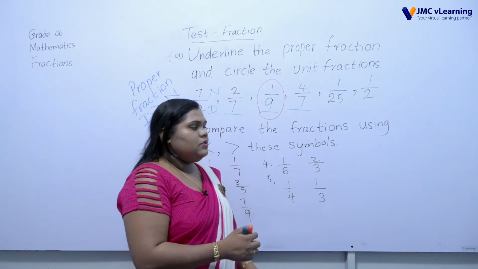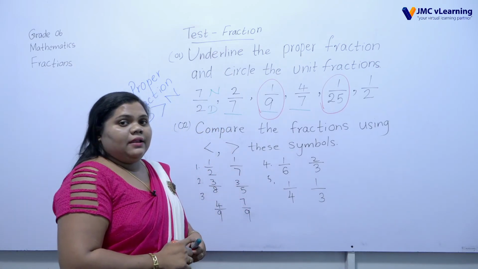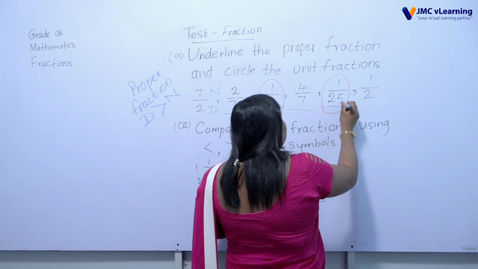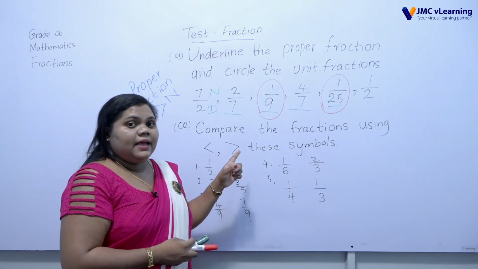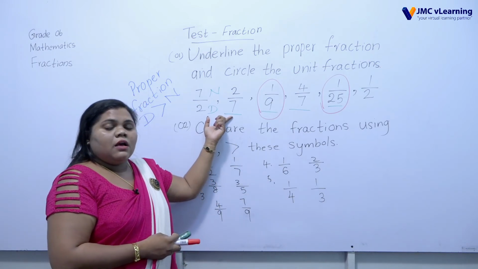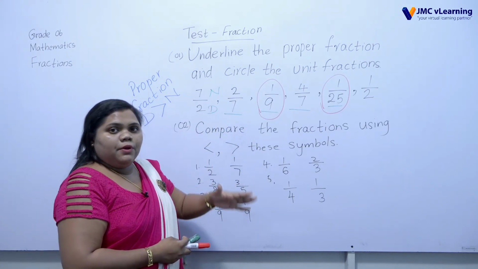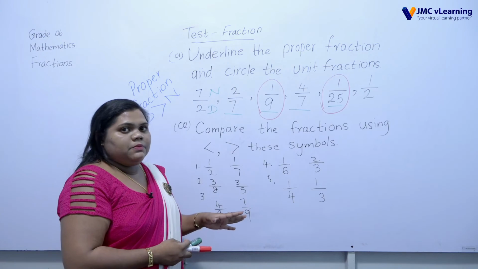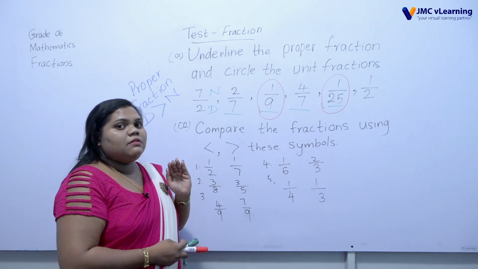Numerator is 1. So it means this is a unit fraction. And the denominator is bigger than the numerator, so this is a proper fraction also. It means all the unit fractions we can take as proper fractions. Now, are all the proper fractions unit fractions? No. All the unit fractions are proper fractions, but all the proper fractions are not unit fractions. You want to keep this in your mind.